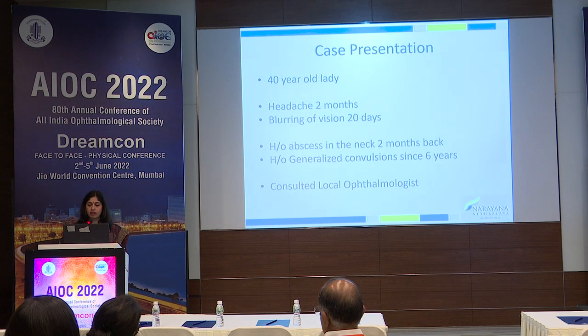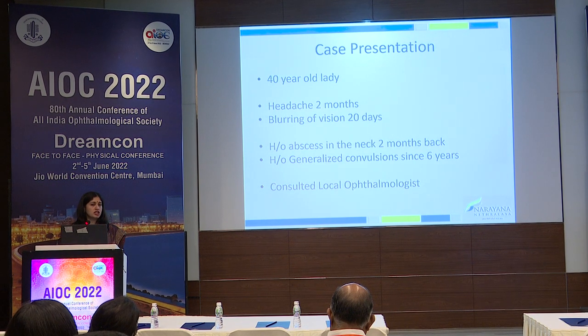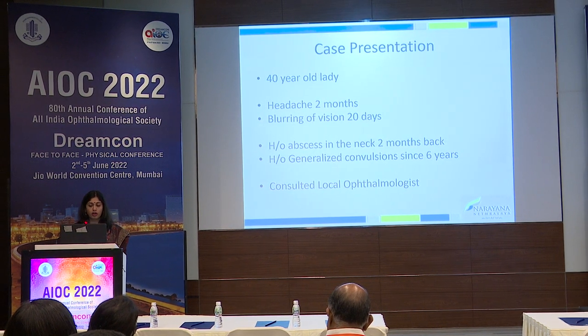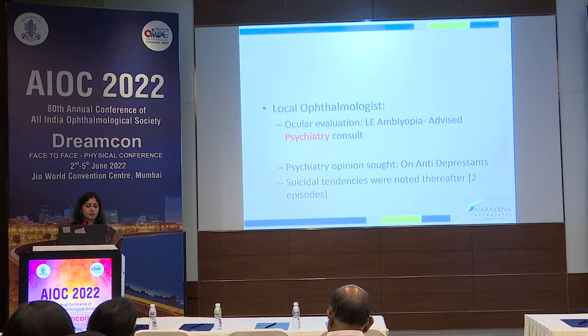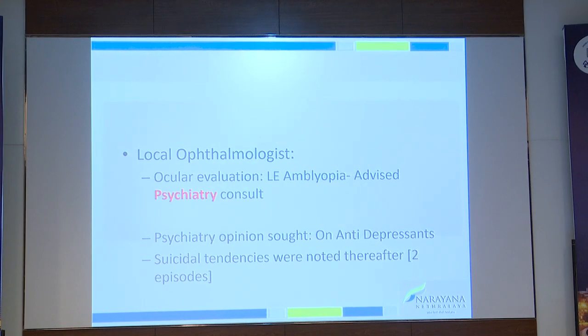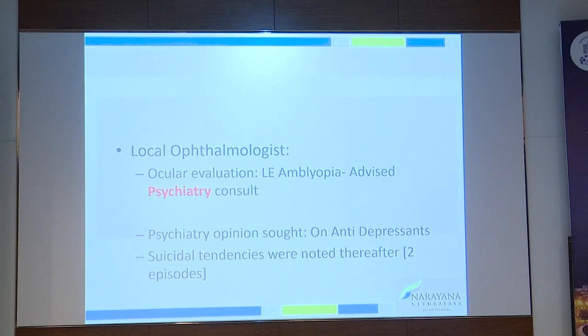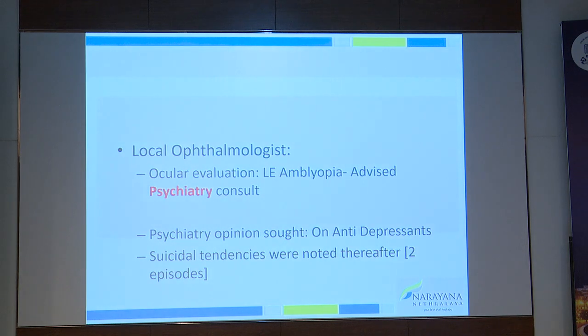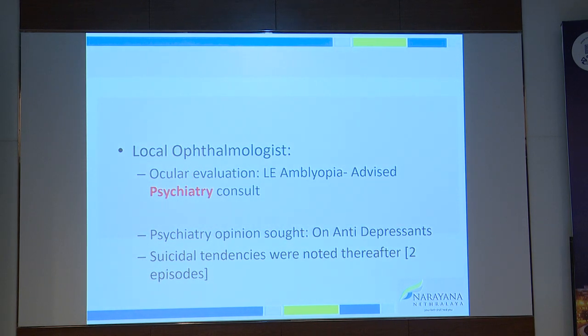I'll be presenting one of the cases from the series to represent this study better. This is a 40-year-old lady who comes to us with headache since 2 months, blurring of vision since 20 days. She had a history of abscess in the neck 2 months back and history of generalized convulsions 6 years ago. She consulted a local ophthalmologist who attributed her symptoms to amblyopia in the left eye because most probably there were not too many signs at that time, and she was advised a psychiatric consult, and then she was put on antidepressants, and she also had suicidal tendencies afterwards.